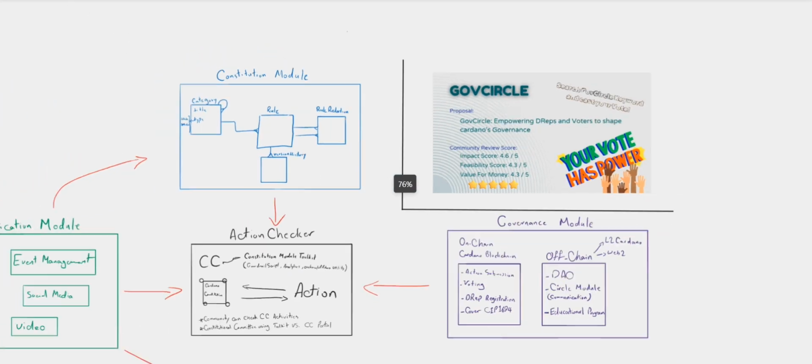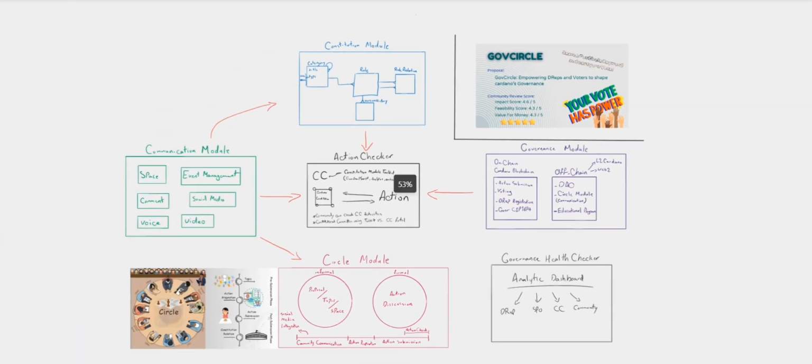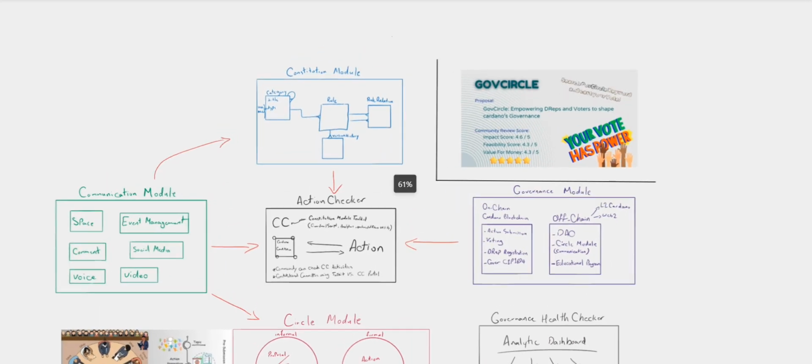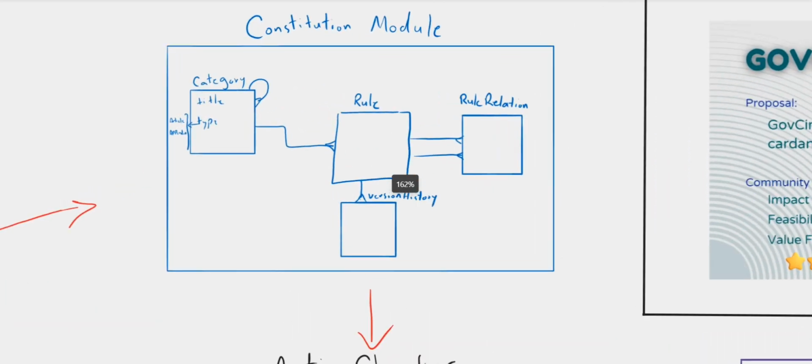So let us take a look at GovCircle in the big picture. As you can see, it consists of many modules. Let us start from the top here, the Constitution module.